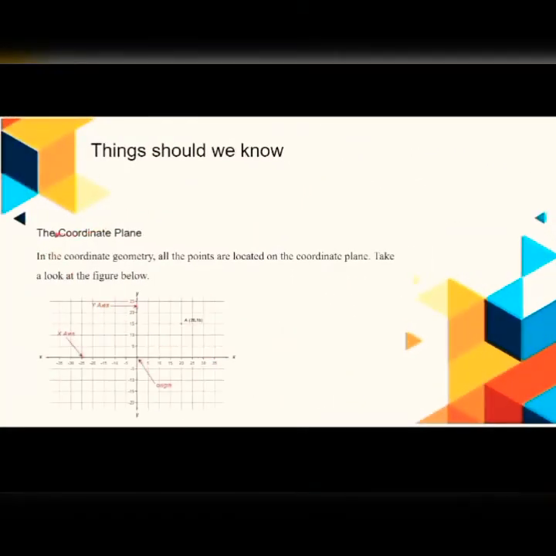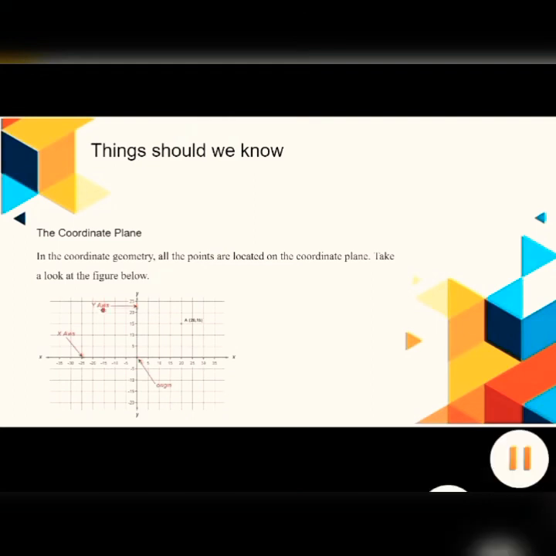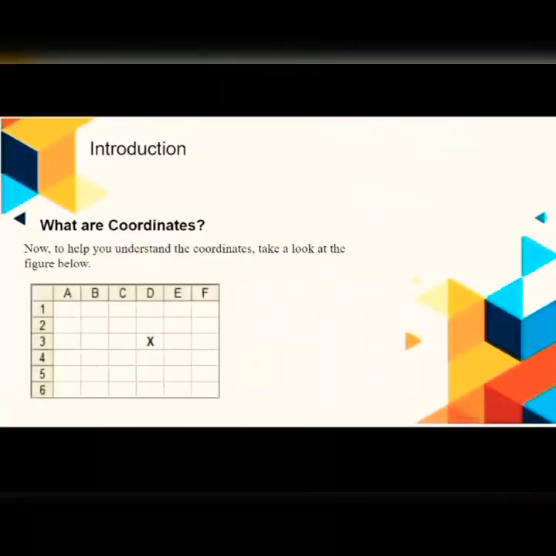So in things we should know, we have the coordinate plane. In coordinate geometry, all the points are located on the coordinate plane. Take a look at the figure below. The figure above has two scales. You can see one is the x-axis, which is running across the plane, and the other is the y-axis, which is at right angles to the x-axis. This is similar to the concept of rows and columns that we discussed before this. Okay, so let's move further.